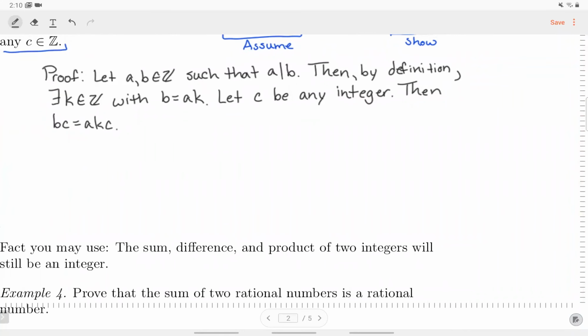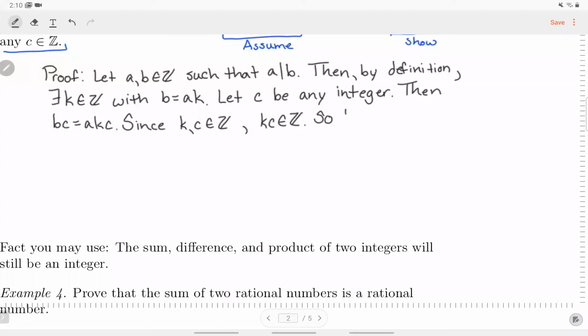So since k, c are in the integers, kc is an integer. In fact, if I wanted, I could replace k times c with the letter L and say L is an integer. Okay, some proofs will do that. I like to normally just leave it k times c. So since k, c are integers, k times c is an integer.